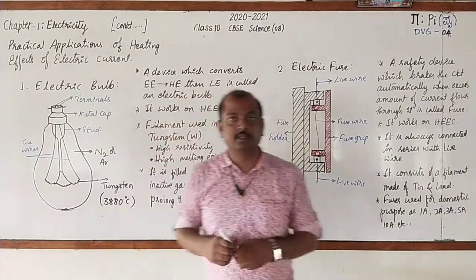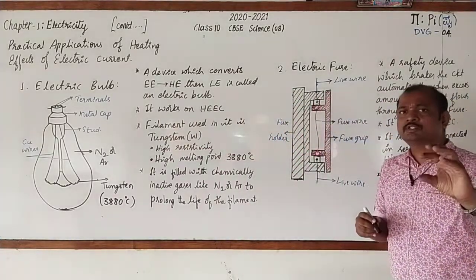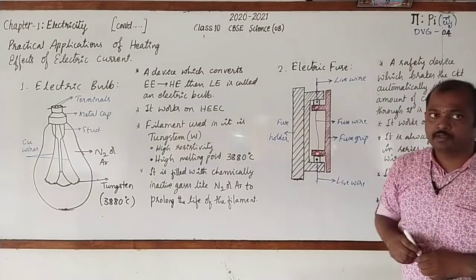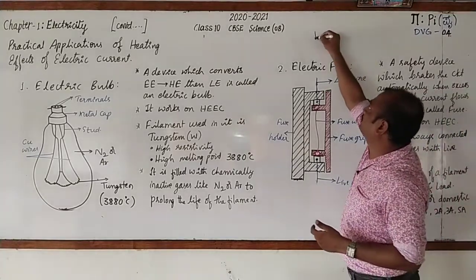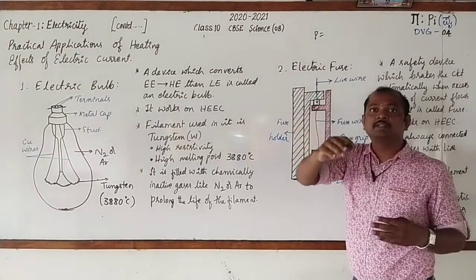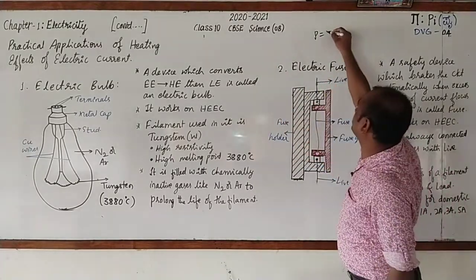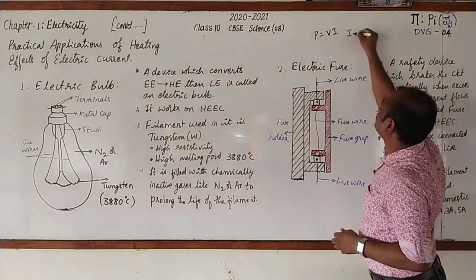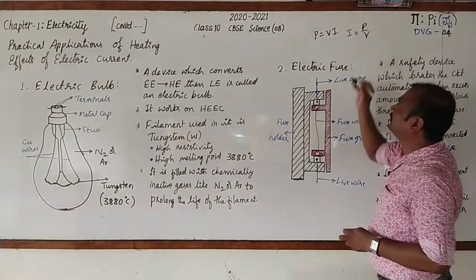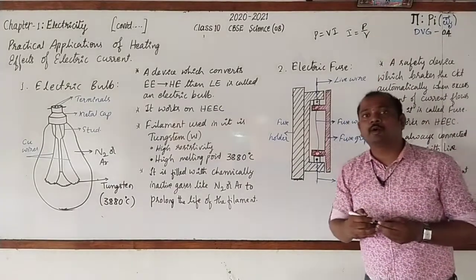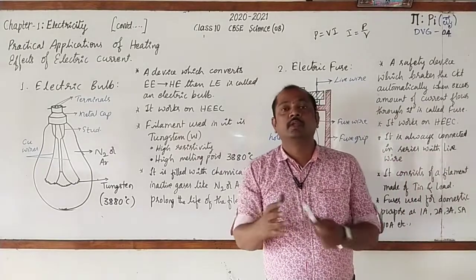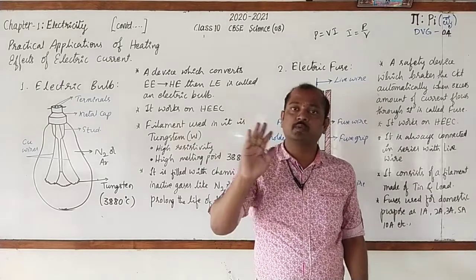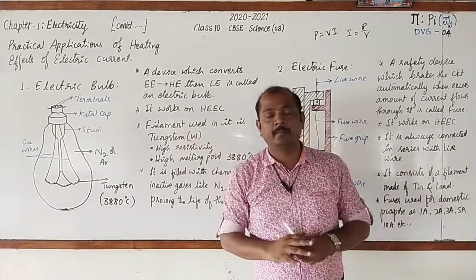Let me give you a small piece of information. Last year you learned about power. There you used the formula P is equal to W by T, P is equal to E by T, likewise P is equal to V into I, right? Now I is equal to P by V. Whatever electrical components we use, they are connected with a potential difference of 220 volts. It is common all over India.